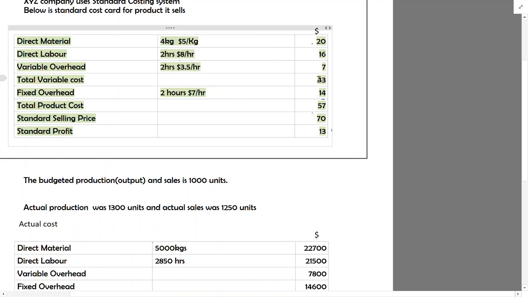And then total variable overheads is 43. Then we have fixed overheads, which is 2 hours at the rate of 7, which is 14. So this is our OAR. Remember, $7 is our OAR, overhead absorption rate. So 43 plus 14 becomes 57 total cost. And then we have a selling price of 70, so we make a profit of 13.